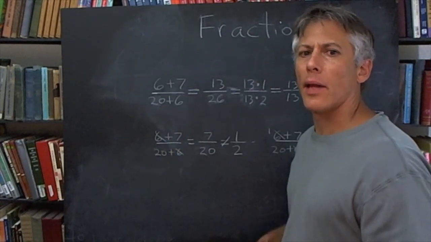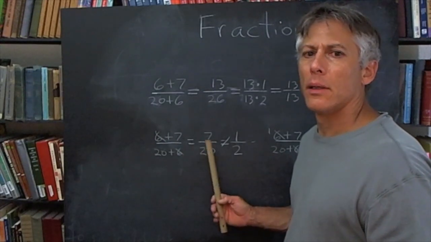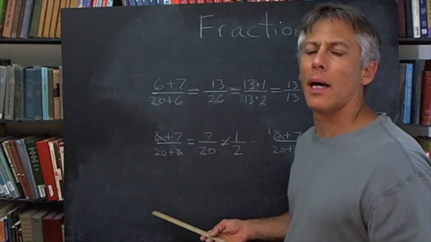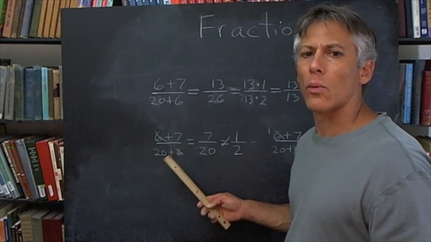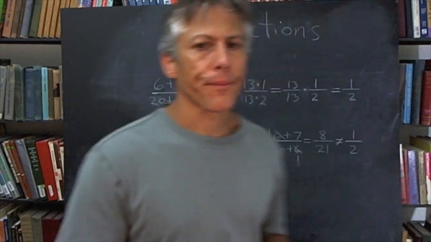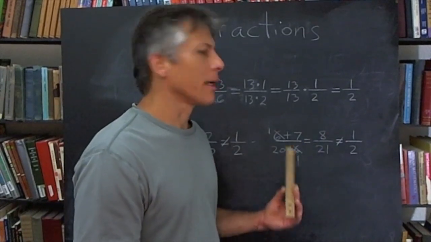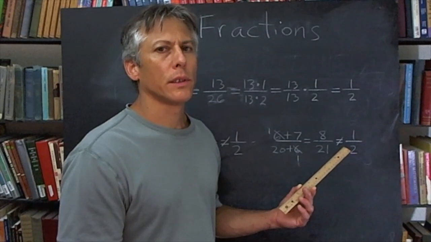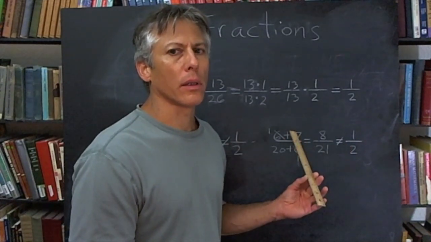And we can show that. If some people crossed it out and got 7 over 20, is that equal to 1/2 like it should be? Clearly not. That shows you that that's the wrong thing to do. Or, if some people crossed it out and remembered to put a 1, you get 8 over 21, which is still not equal to 1/2. This is still the wrong thing.